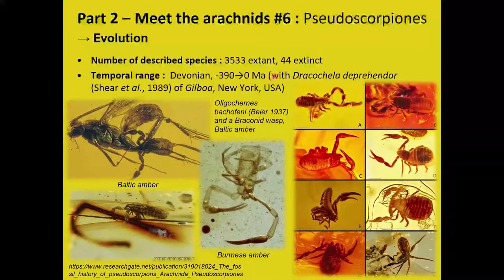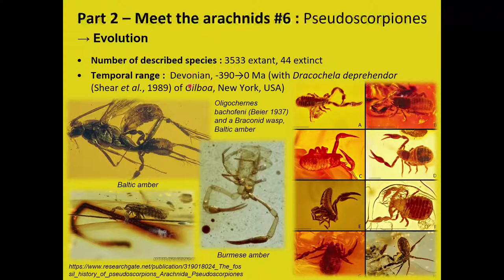And for the fossils, well, we have pretty much everything we need. Two examples of phoresy preserved in amber, so it was stuck in traffic, basically. And we know about 44 extinct species, 3,000 extant species and more. And they're also very old.